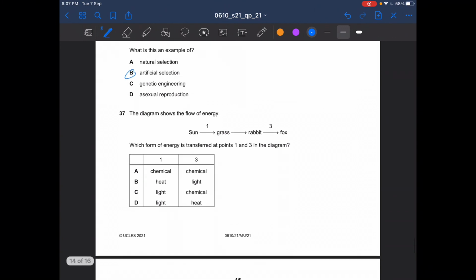Next question, the diagram shows the flow of energy. Which form of energy is transferred at points 1 and 3 in the diagram? 1 would be your light energy, then 3 will be your chemical energy. So that should be light and chemical, which is C.